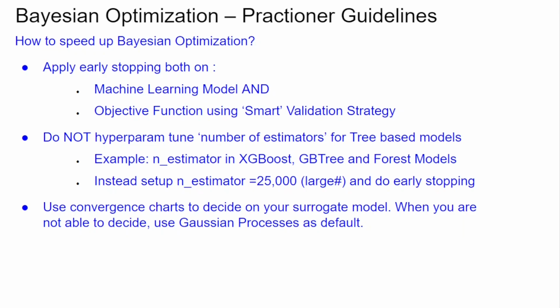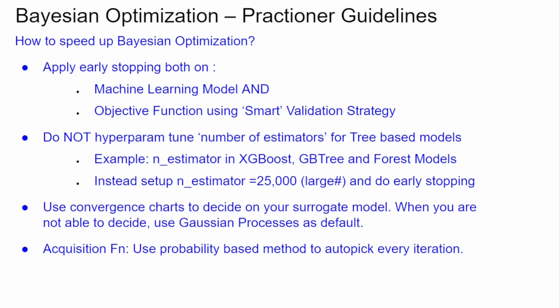Use convergence charts to decide on your surrogate model. Don't forget the fact that there are multiple surrogate optimizers available. You are better off with one of those optimizers for your own particular model or problem space you're dealing with. Therefore, even though the default is Gaussian process, no need to always take the default. Use it, it is good, but try surrogate models and figure out what works best for you.